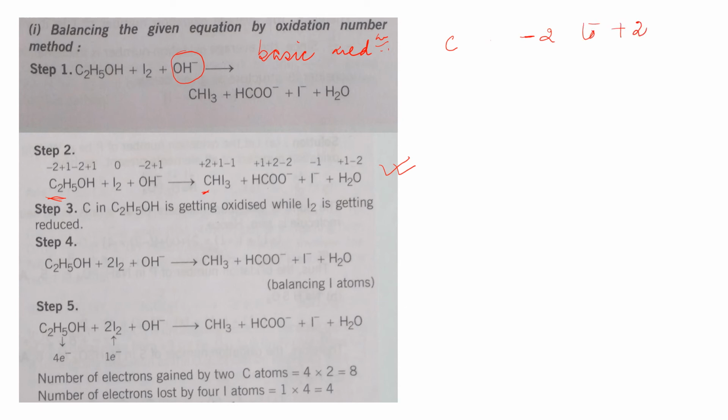That means it is an increase in oxidation number. So carbon is undergoing oxidation. Now see for iodine, it is changing from 0 to -1. So you can understand that the oxidation number of iodine is changing from 0 to -1. That means iodine is undergoing reduction. Next step, after seeing which atom is undergoing oxidation and reduction, you have to balance the atoms which are undergoing oxidation and reduction. So see for carbon.